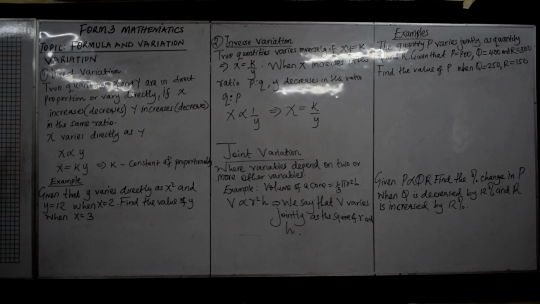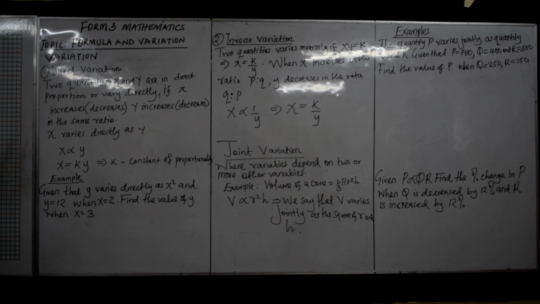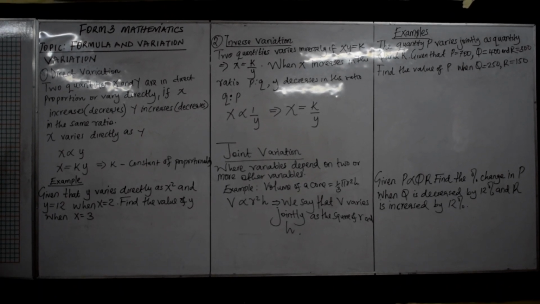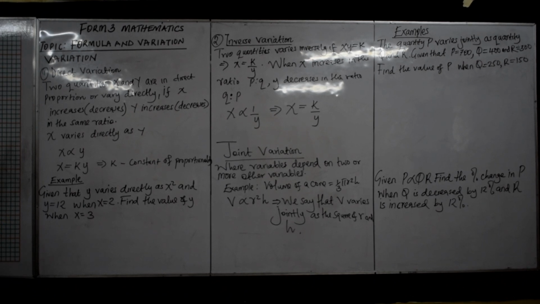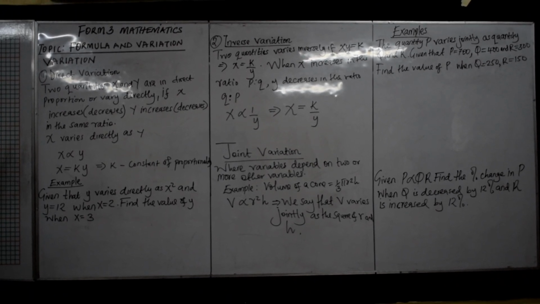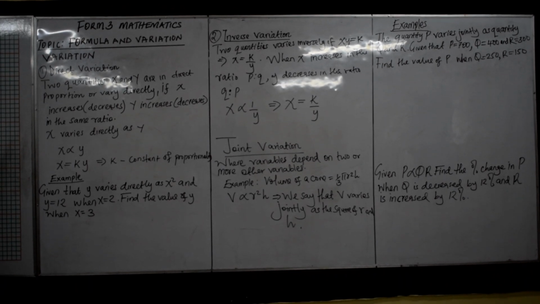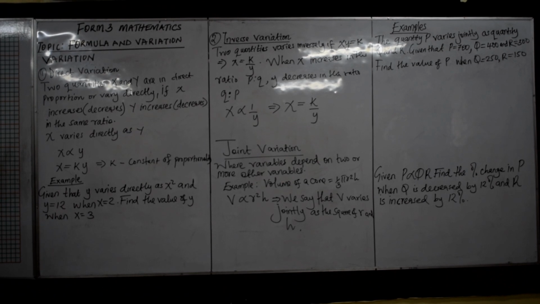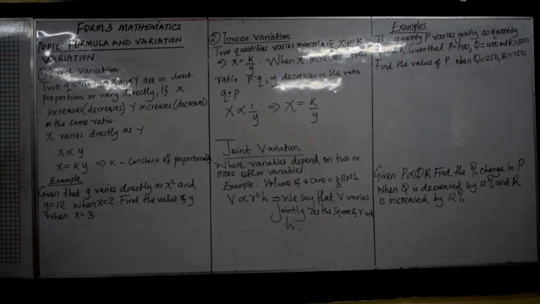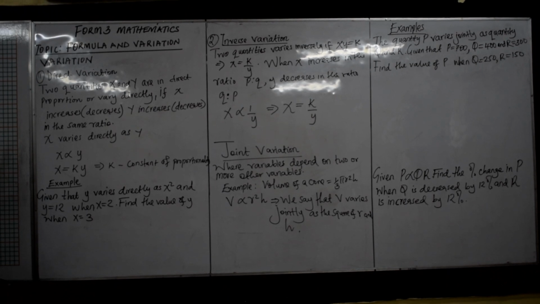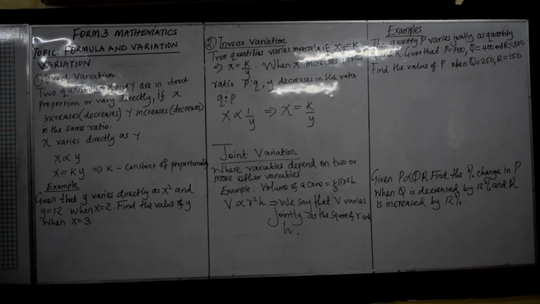The first type is what we call direct variation, and variation comes from the word varies. So we are going to see how two quantities are going to be in direct variation. Two quantities x and y are in direct variation proportions if x increases or decreases, then y also increases or decreases in the same ratio.